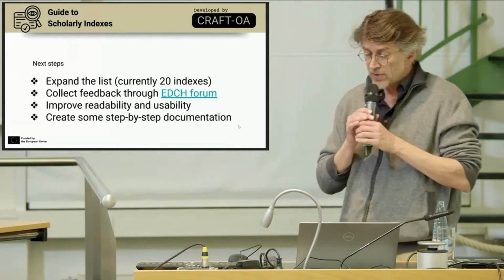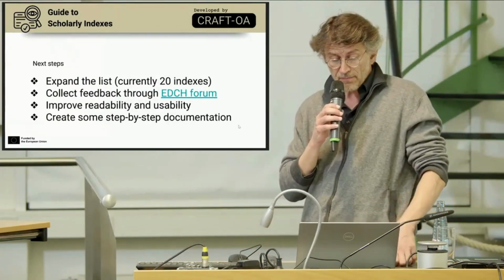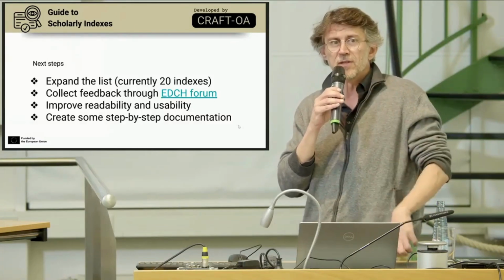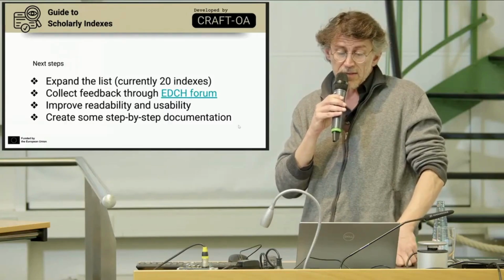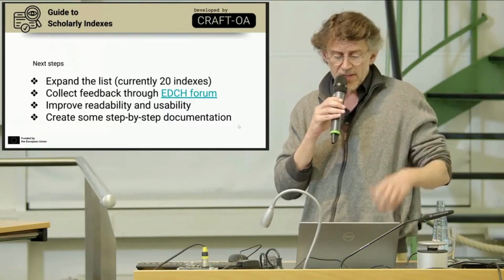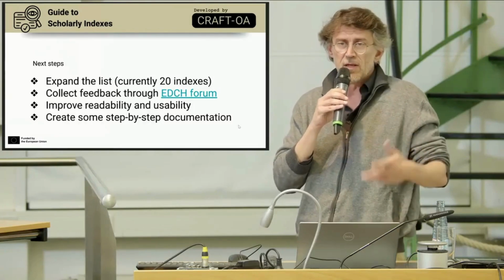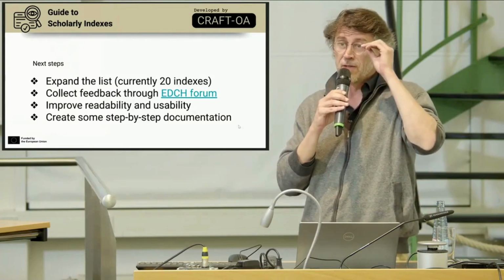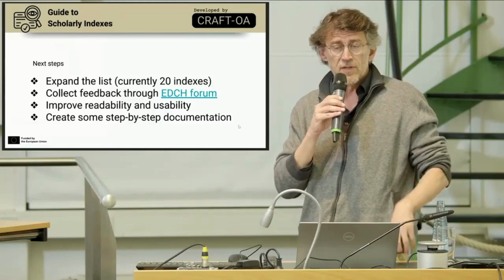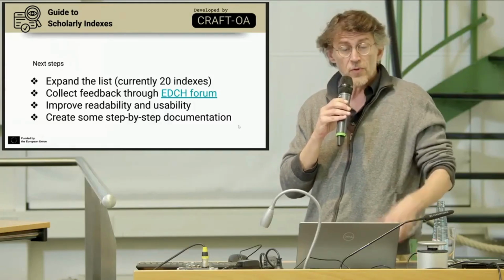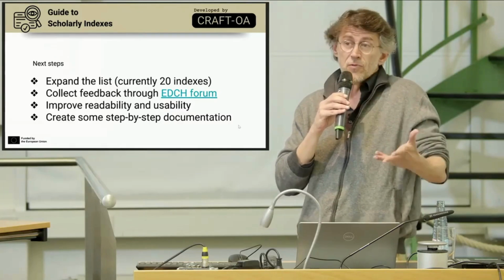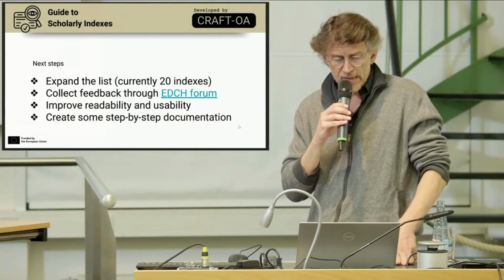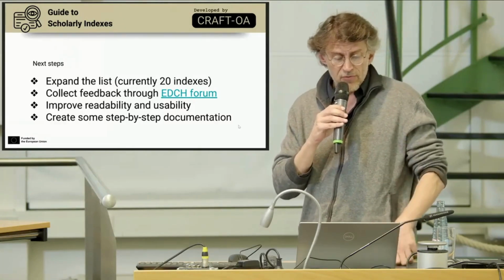To close, the next steps are first to expand the list a bit, being mindful of the needs in terms of maintenance. It's not that we want to expand the list to hundreds of indexes, but currently we have 20, and obviously we can expand that a little. We also want to collect feedback. You may have heard about the EDCH forum later. We have a specific topic on the EDCH forum for the guide to collect feedback on the current information, and to make suggestions about new indexes or additional information, for instance. We also want to improve readability and usability.